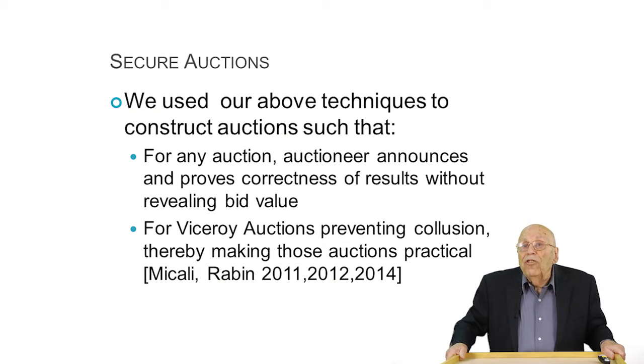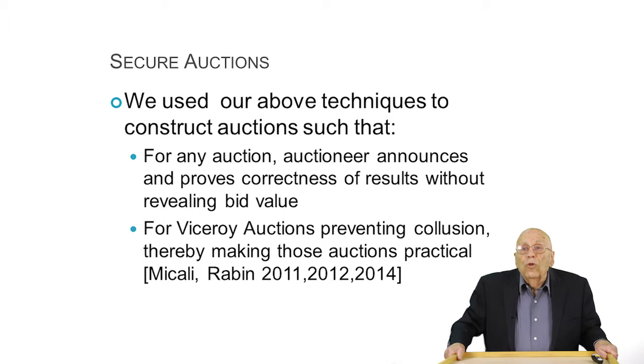So one application is to secure auctions. We use the above techniques to construct auctions such that for any auction, the auctioneer announces and proves correctness of the results without revealing bid values. There are many important auctions where the participants, the bidders, do still, even at the end, want their bid to remain secret, and you can easily think about valid reasons and important reasons for that desire, not to have bid values, especially in repeated auctions, revealed to the other bidders or to the world.